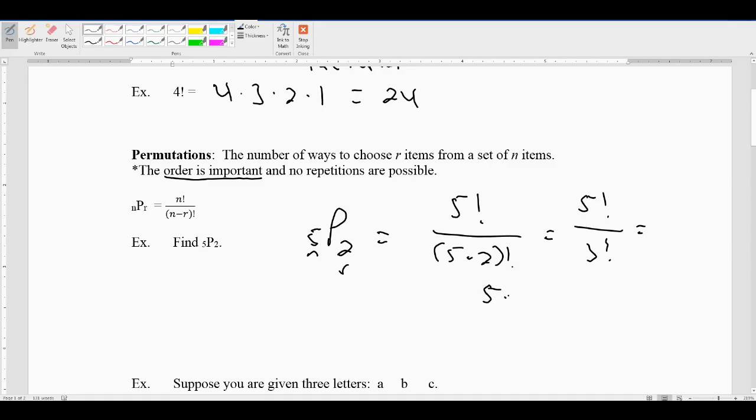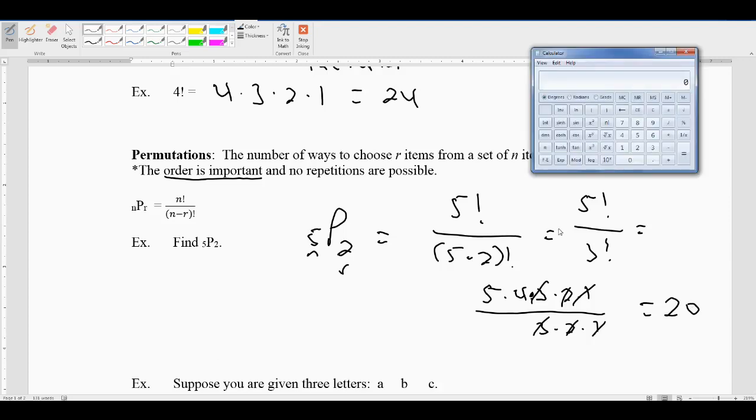So 5 factorial is 5 times 4 times 3 times 2 times 1. And 3 factorial is 3 times 2 times 1. What you can do is, if you want to, multiply that out on top, multiply that out on the bottom, divide them out, and get the answer that way. Or you can do this. These 3's cancel, these 2's cancel, and the 1's you don't really worry about because they equal 1. And 5 times 4 is 20. And you're done.